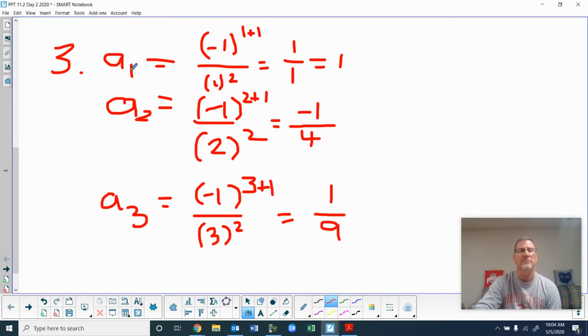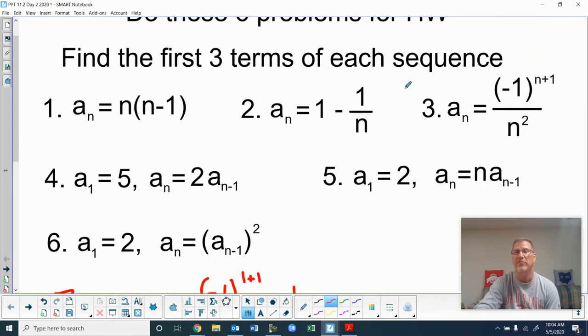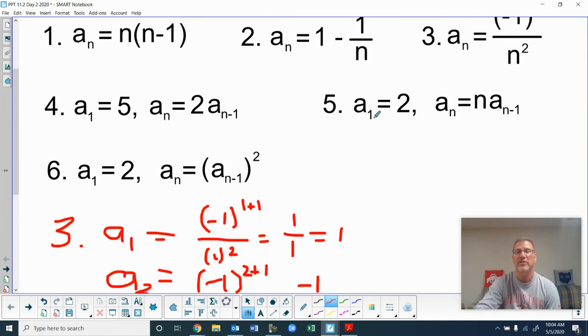First term, we put 1 in for n. Second term, we put 2 in for n. Third term, we put 3 in for n. We were using number 3 here, using that rule.